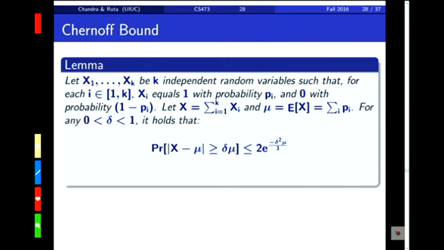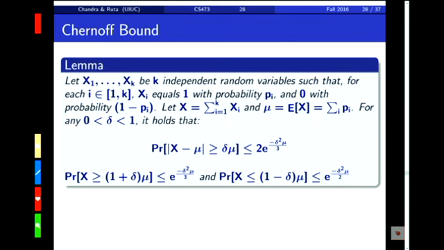Okay, this looks very weird and it's scary, right? But it's not. When I open this up, again, because of the mod, I can rewrite this inequality for the positive side as this. So the positive multiplicative error, 1 plus delta times mu, is at most this value, and from the negative side it is this value.